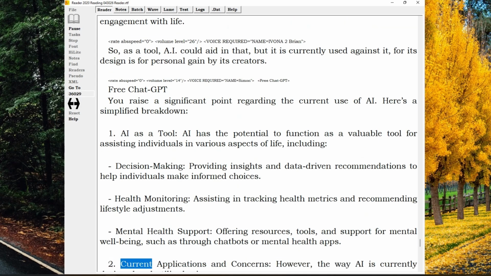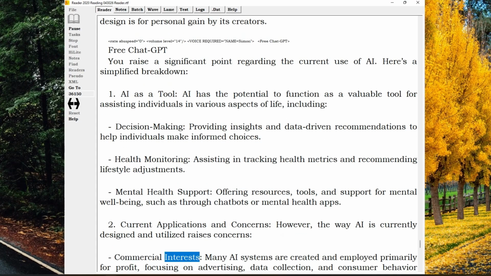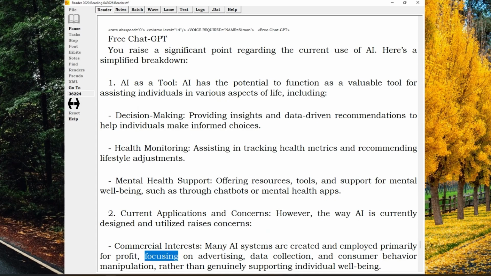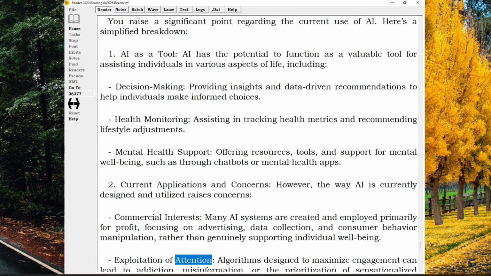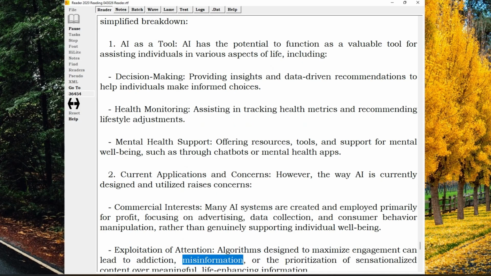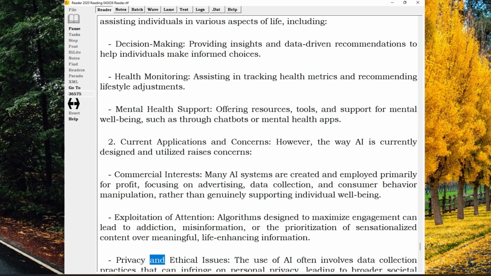2. Current applications and concerns. However, the way AI is currently designed and utilized raises concerns. Commercial interests. Many AI systems are created and employed primarily for profit, focusing on advertising, data collection, and consumer behavior manipulation, rather than genuinely supporting individual well-being. Exploitation of attention. Algorithms designed to maximize engagement can lead to addiction, misinformation, or the prioritization of sensationalized content over meaningful, life-enhancing information. Privacy and ethical issues.